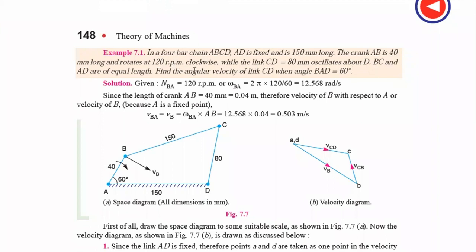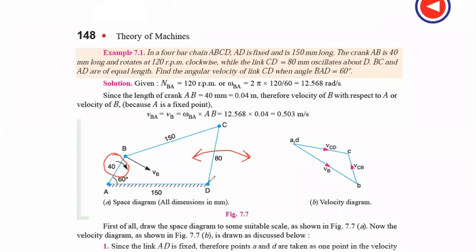Why? Because the crank can rotate at 360 degrees. Complete rotation can be possible. The smallest link is adjacent to the fixed link. These things we discussed in chapter number 1, and the link CD is 80 mm, and oscillates about D. About point D, the link CD oscillates. This link rotates actually at 120 RPM, but this link cannot rotate at a complete 360 degrees. This link can only oscillate.